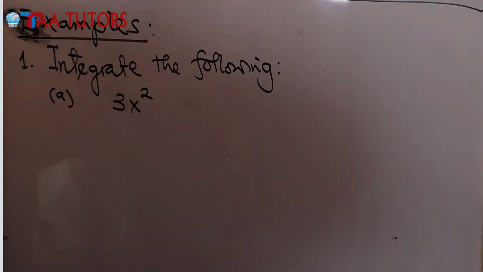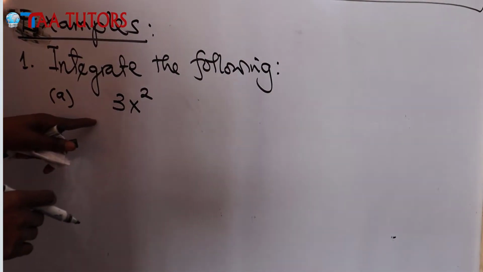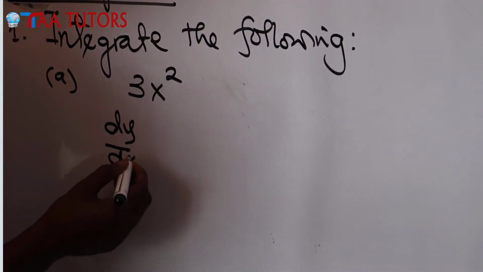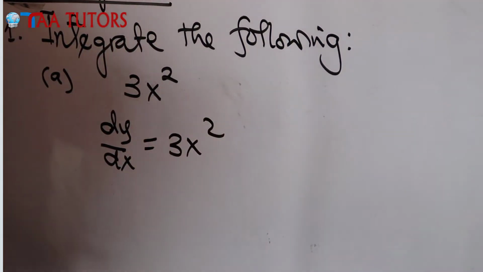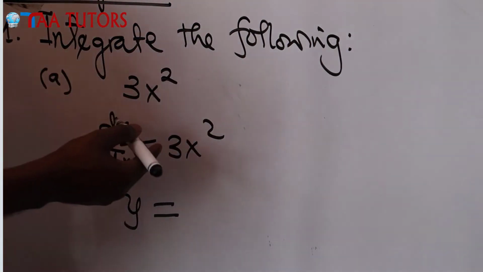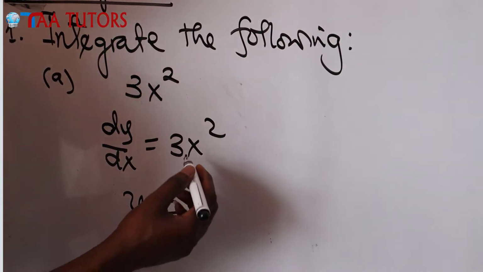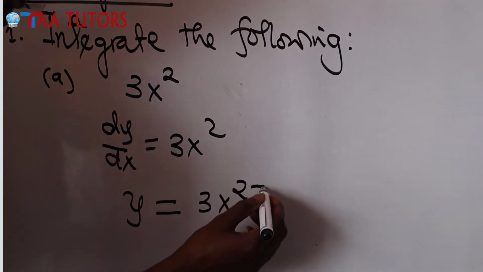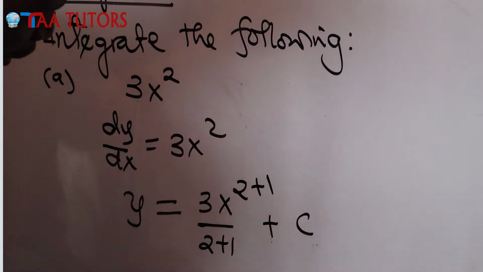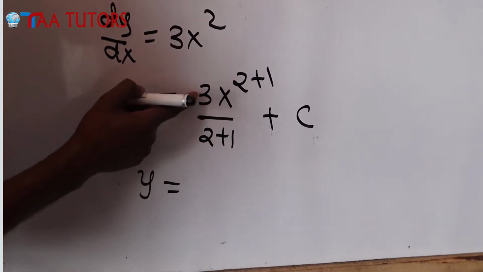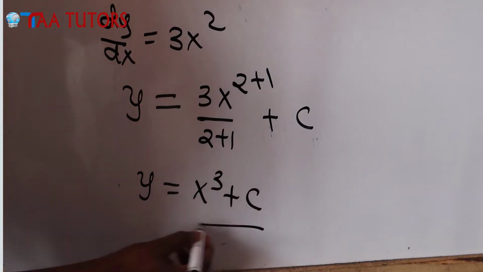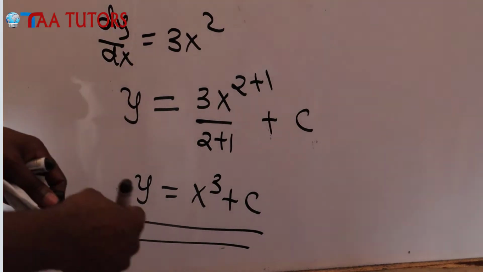If you have to integrate 3x squared, you have to assume that this is the gradient function. So it is logical to say dy/dx equals 3x squared. If you are integrating, we say y, because we are going back to y. This was dy/dx, so y is going to be 3x to the power 2 plus 1, everything divided by 2 plus 1, then plus c. So y equals 3 divided by 3 is 1, so you get x to the power 3 plus c. That is the function after integration.